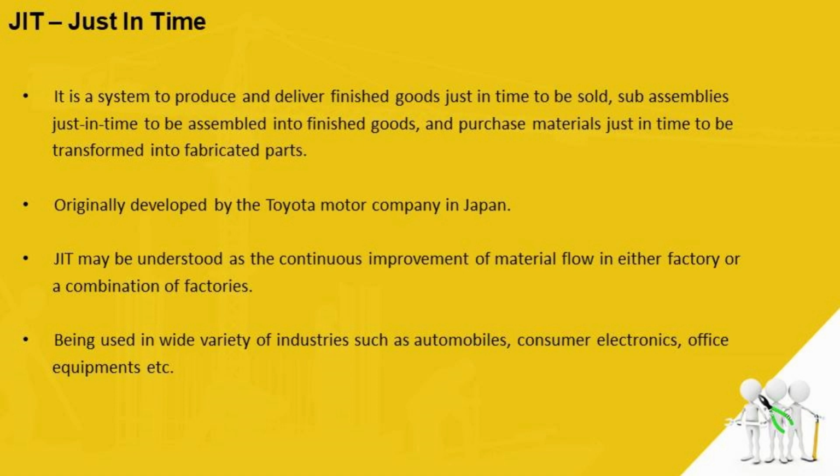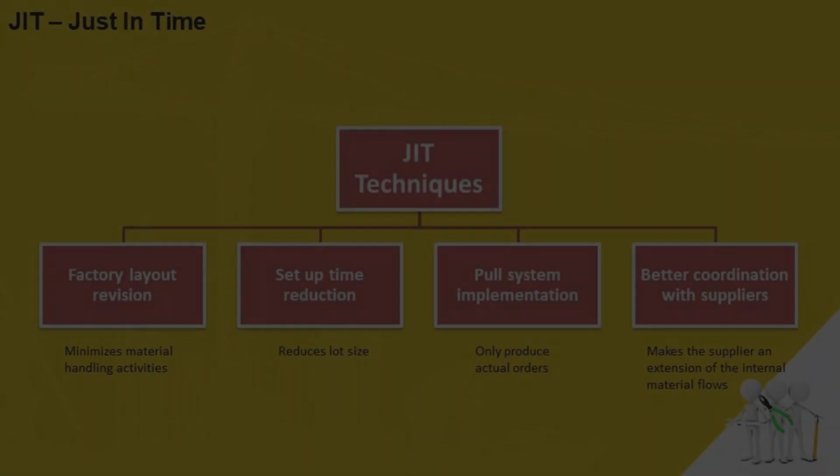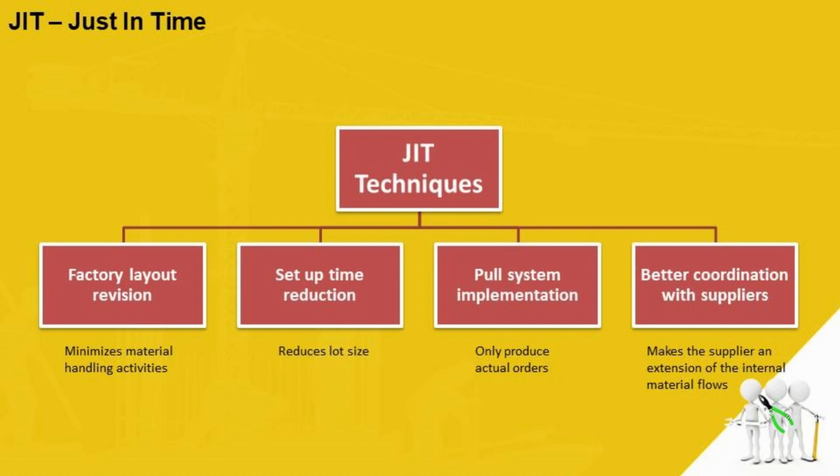JIT may be understood as the continuous improvement of material flow in either a factory or a combination of factories. There are basically 4 techniques in JIT for improving material flow: factory layout revision, setup time reduction, pull system implementation, and better coordination with suppliers. Let's understand them one by one.